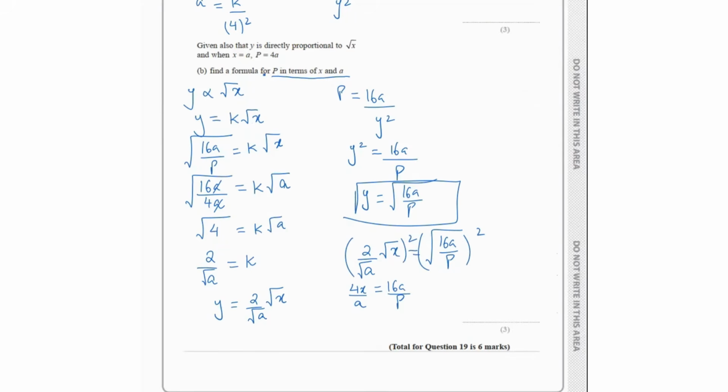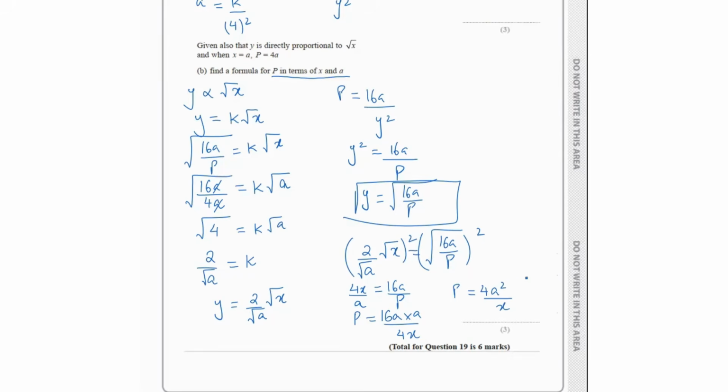We have to find a formula for p in terms of x and a. So p equals 16a times a divided by 4x. I brought the p to the left-hand side and cross-multiplied a with 16a and then divide by 4x. So that's p equals 4a squared over x. That's the formula for p in terms of x and a.